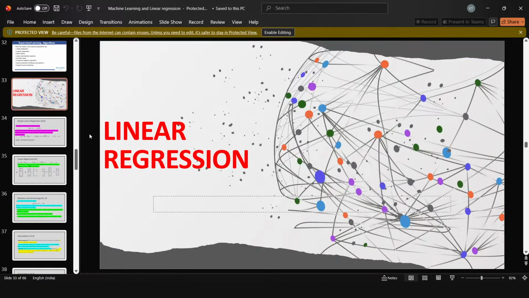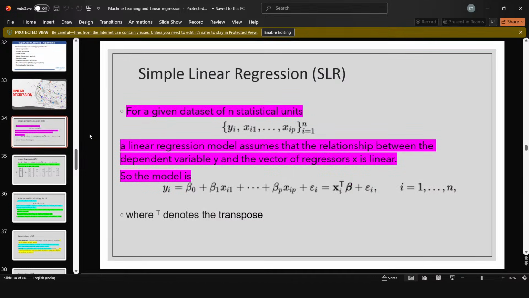Okay, so as we are starting from the concepts that you have all requested, the next concept that was requested was linear regression. So let's get started with it.